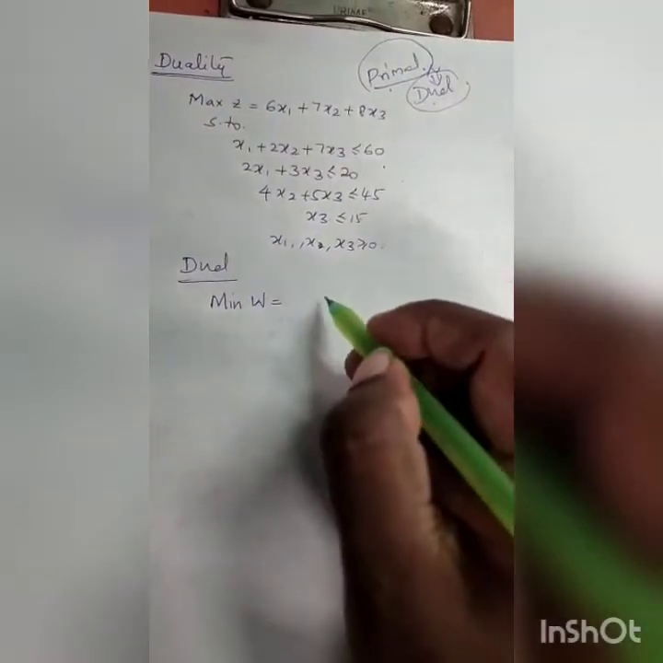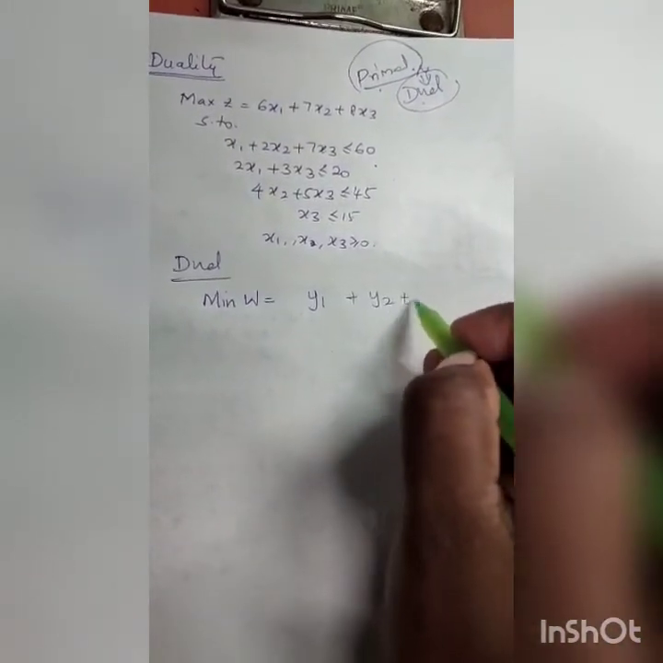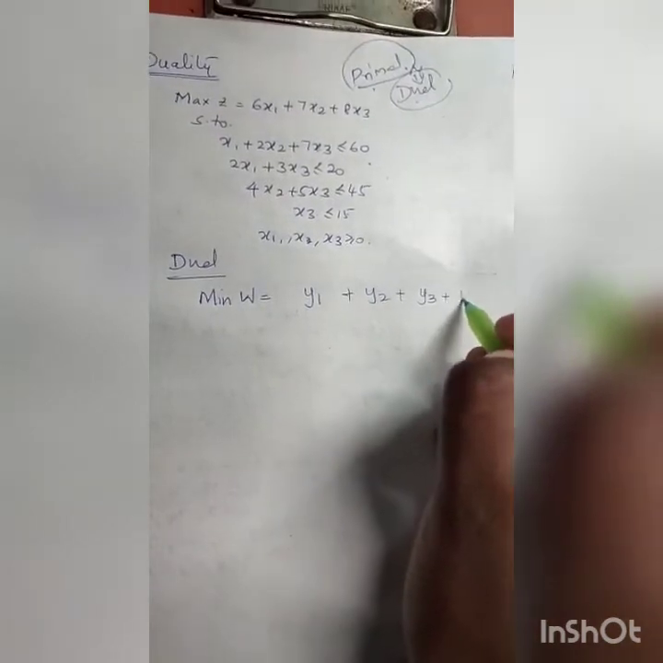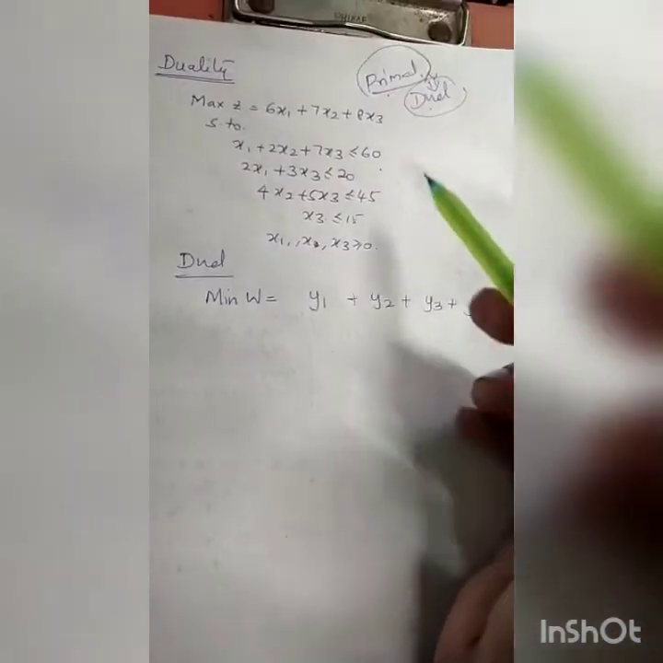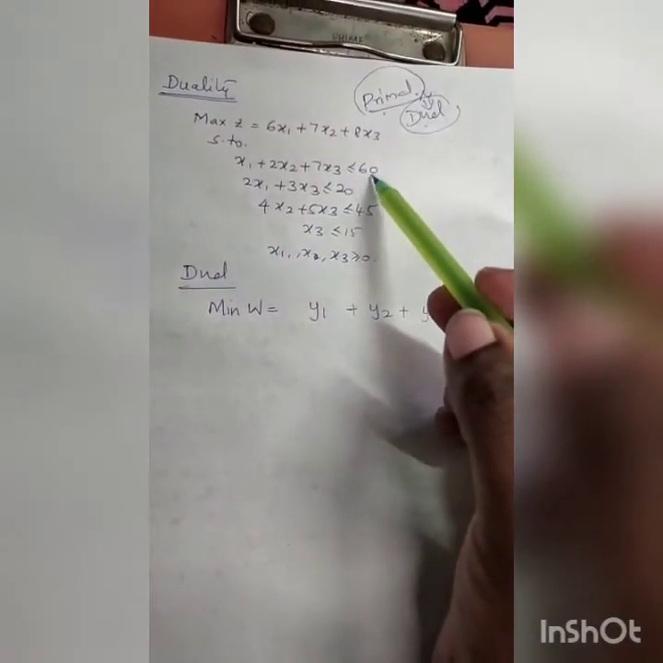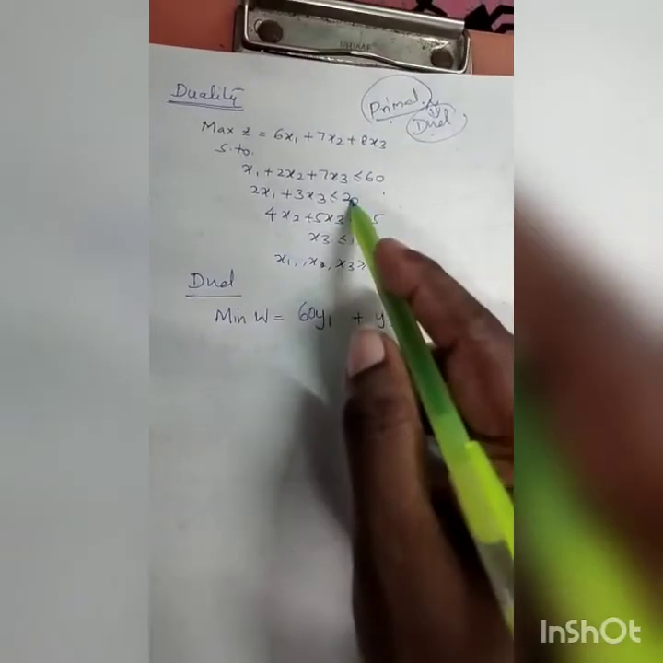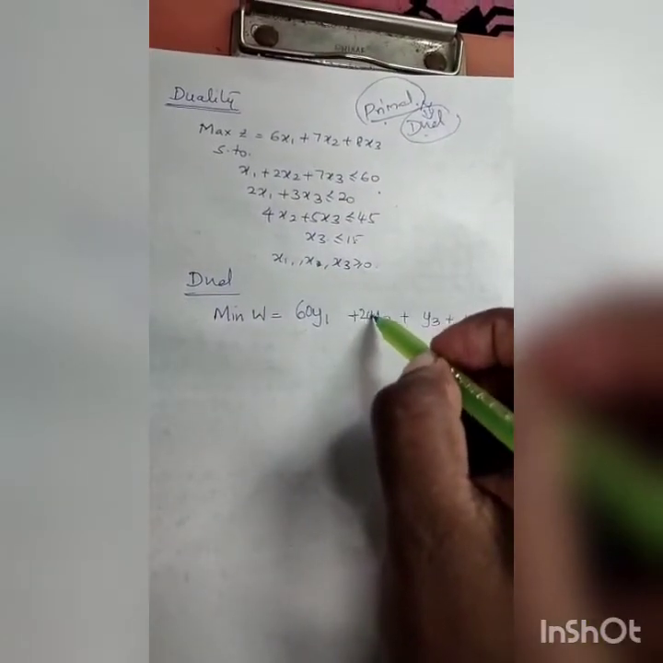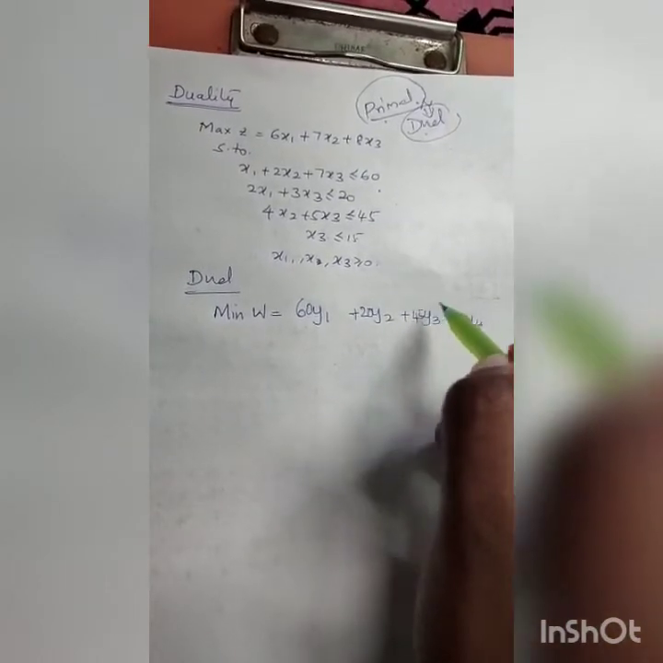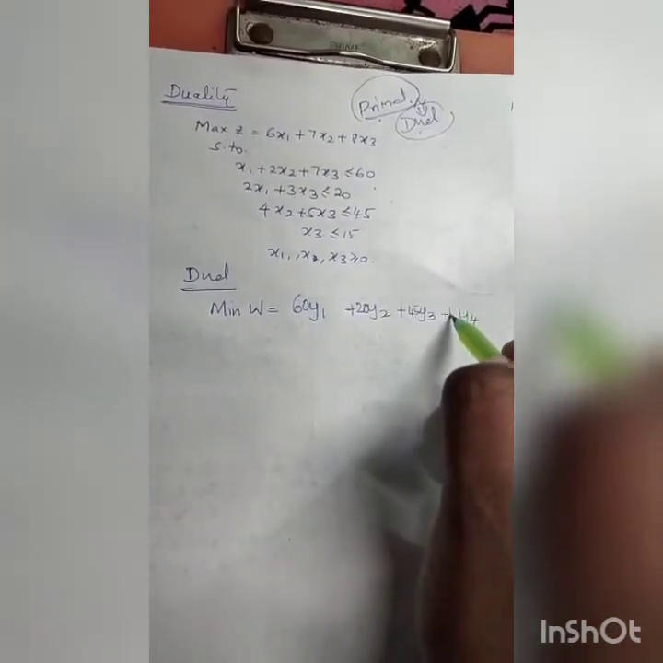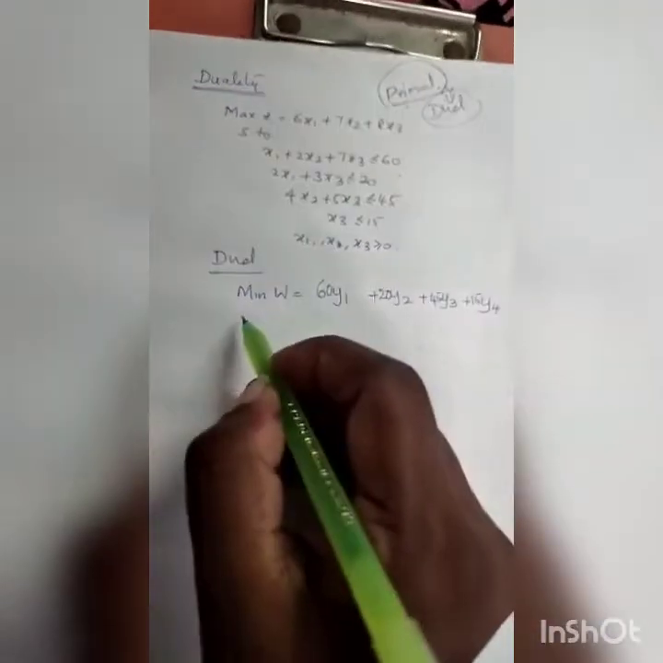So therefore I have y1, y2, y3 and y4, 4 decision variables. Here first constraint, the solution is 60, so it will become 60y1. Second is 20, this will become 20y2. Third is 45y3. And fourth is 15, so 15y4. So this is my objective function.